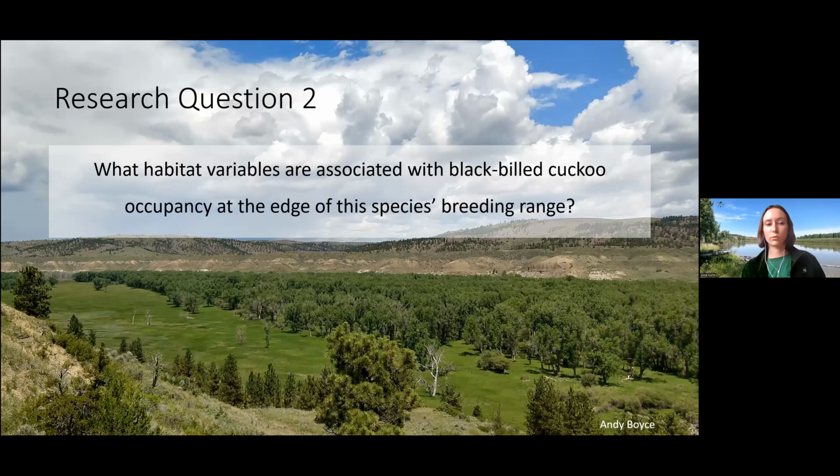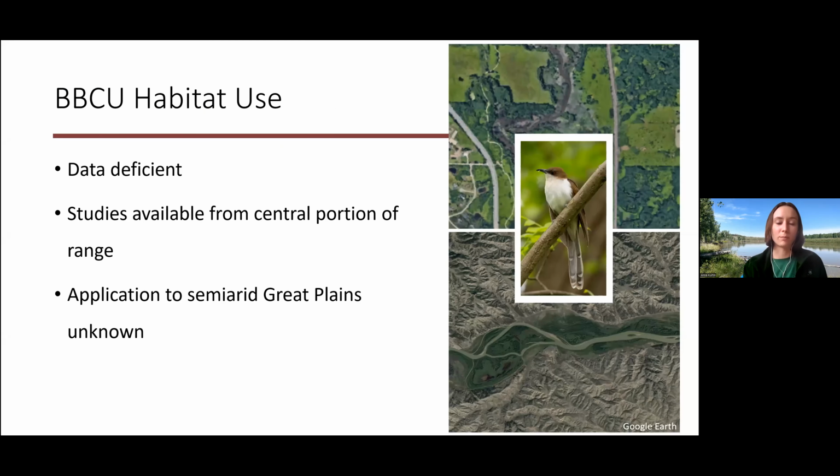So moving on to my second research question, I'm interested in looking into what habitat variables are associated with black-billed cuckoo occupancy at the edge of the species breeding range. And black-billed cuckoo habitat use is really deficient for data. There are some studies that have been done from the central portion of their range, but we're not really sure how much they apply to the semi-arid Great Plains region that we're working in here. We're not sure if they're selecting for the same habitat or if they're using totally different areas.